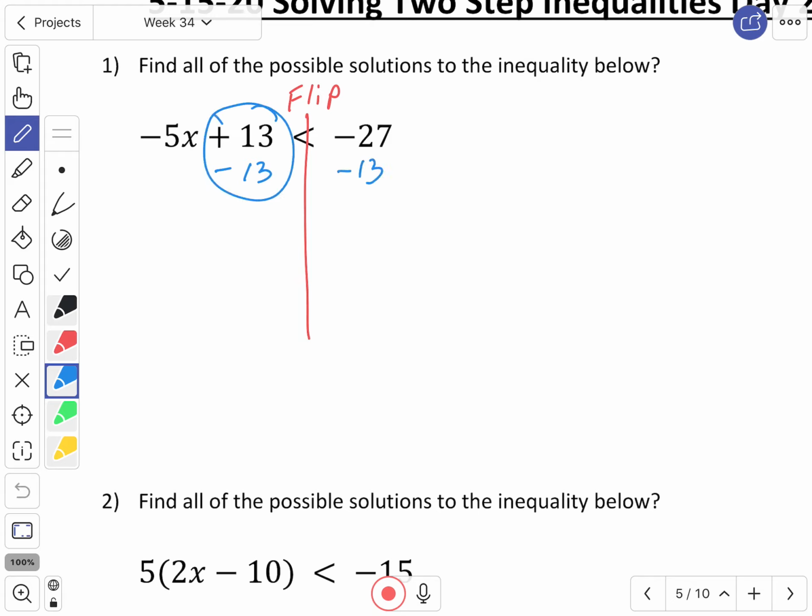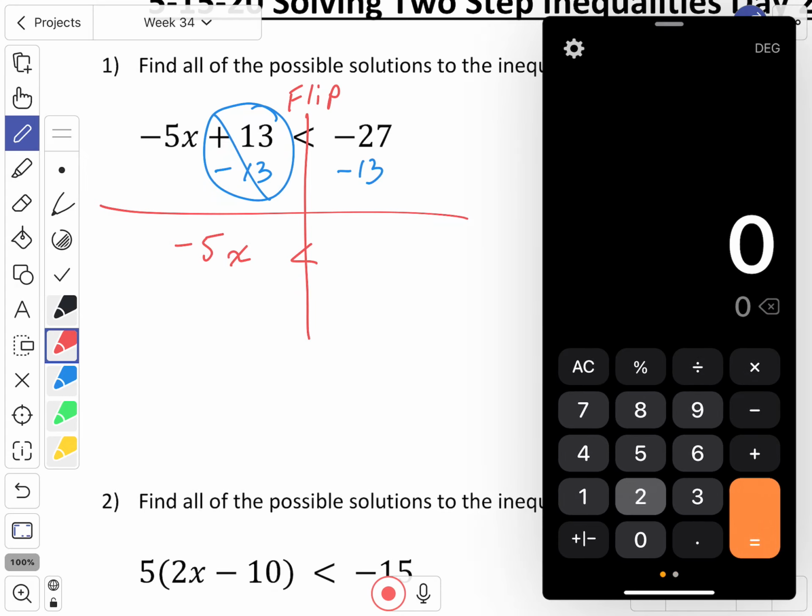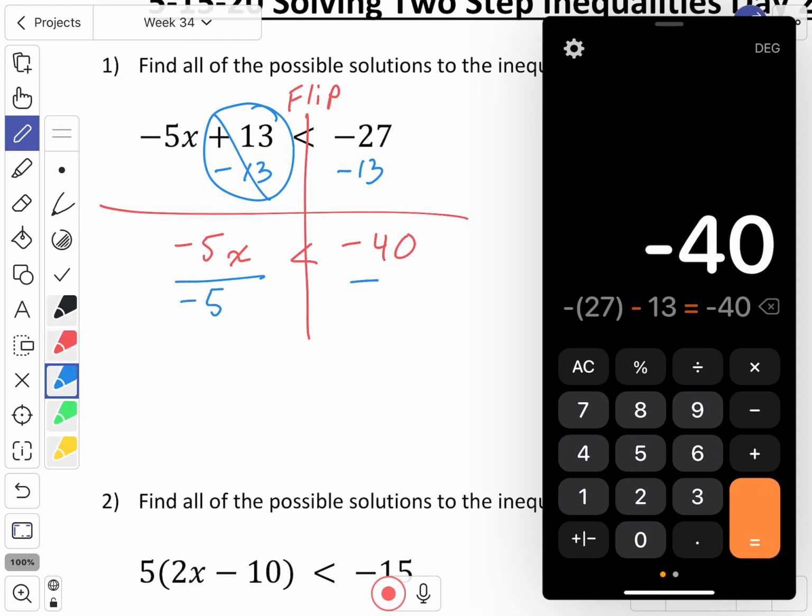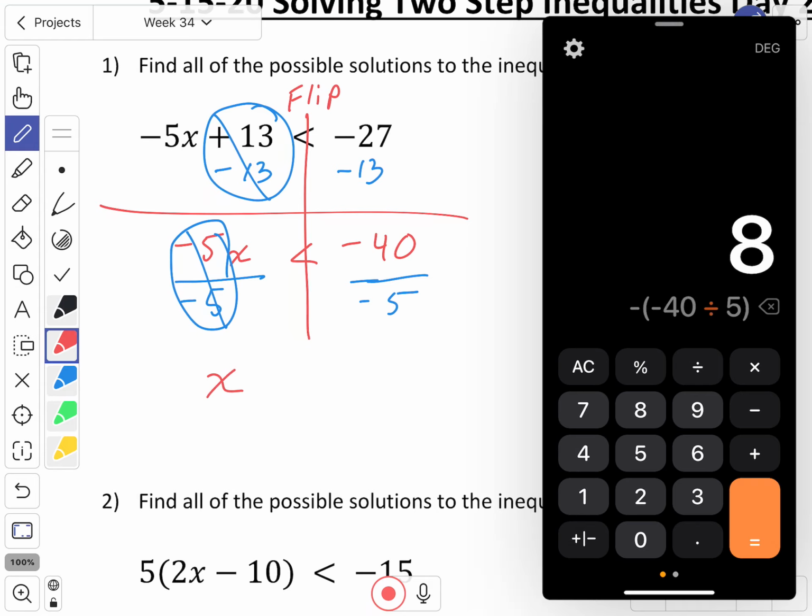So my plus 13 minus 13 are going to cancel out, leaving me with a negative 5x is less than, and I'm going to get out my calculator and do negative 27 minus 13. It's going to give me a negative 40. Okay, and now I need to divide by negative 5 on both sides. So my times negative 5 divided by negative 5 cancel out, leaving me with x, and then negative 40 divided by negative 5 is going to give me a positive 8.